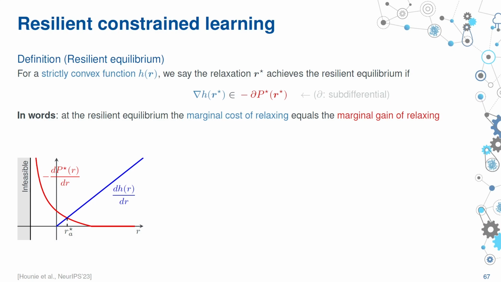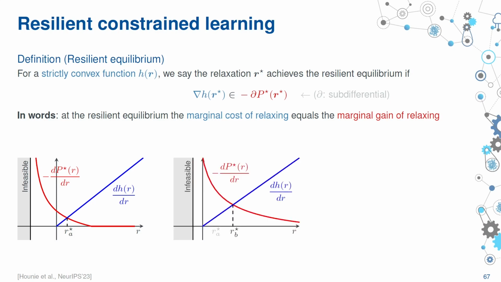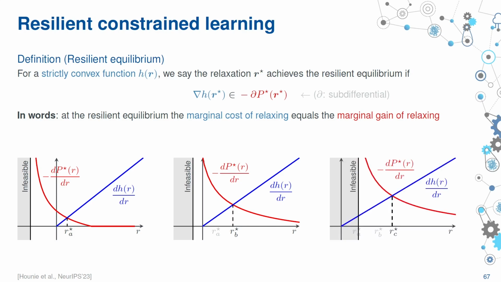This is an optimization problem in which the constraints are not difficult to satisfy. Therefore, my relaxation is minimal. This is a problem in which the constraints are more difficult to satisfy. Therefore, my relaxation is larger. And this is a problem in which the constraints are very difficult to satisfy. Actually, they're infeasible in the original problem. And for that reason, I relax my constraints quite a lot.